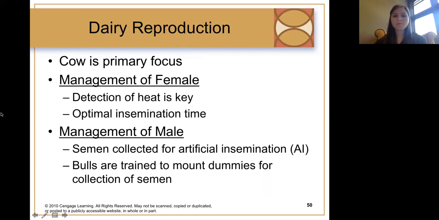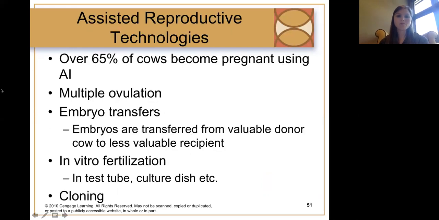As far as dairy production, the cow is the primary focus. In managing the female, detection of heat is key, and then optimal insemination time, so that AM/PM rule that we talked about. Then there's management of the male, semen collection for artificial insemination. Bulls can actually be trained to mount dummies for that semen collection. So just making sure that you're getting all of that done properly.